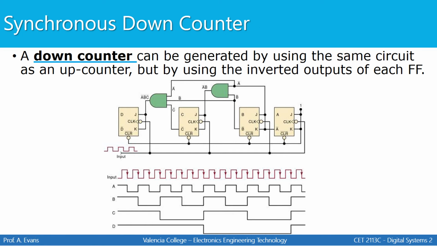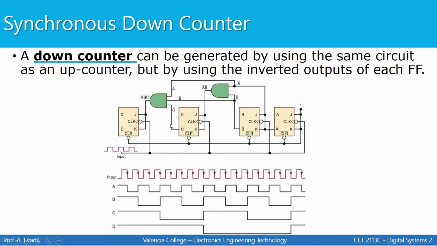In the up counter that we discussed previously, the output of flip-flop A was what was connected going forward. The output of flip-flop B was what was connected going forward, flip-flop C and flip-flop D. With a down counter, you can basically use the same circuit setup as an up counter, but use the inverted outputs of each flip-flop. So notice how now the inverted output of each flip-flop is what is connected to what's going forward, as compared to the previous example in the previous lecture where an up counter was shown.